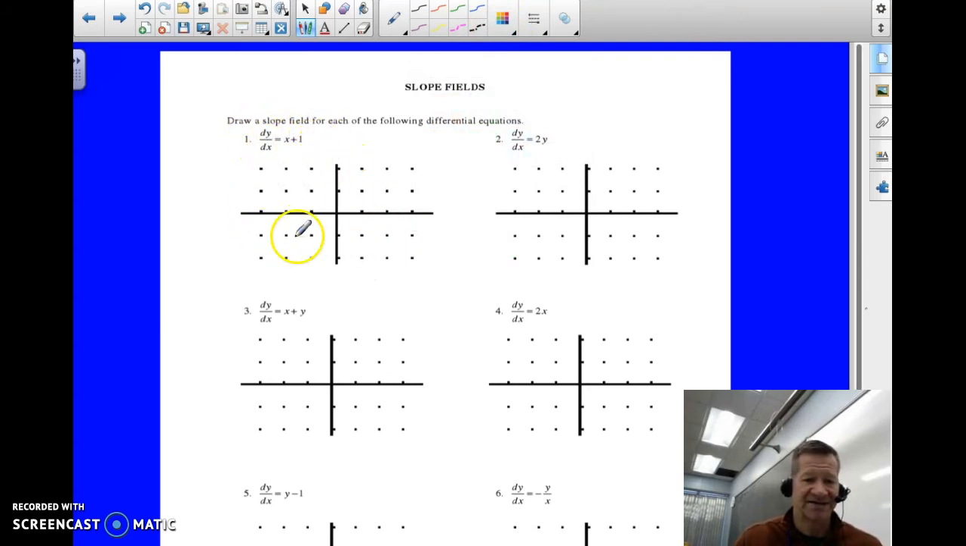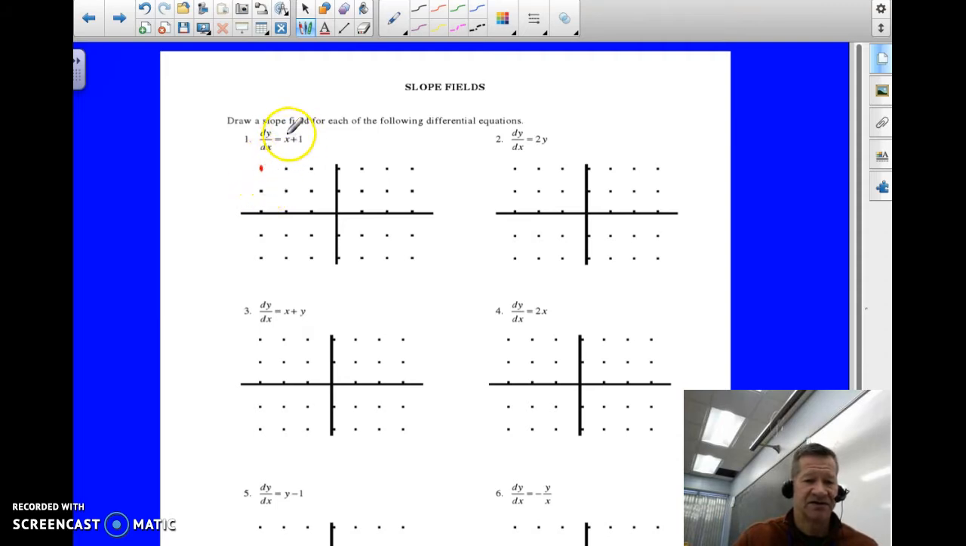Each one of the dots on this grid represents a point. So for example, this point up in the upper left hand corner is 3 to the left and 2 up. That represents the point negative 3, 2. dy/dx we know means slope. I basically want to draw a slope field showing the slope at each point in this region. Now, the way I do that is I take the coordinates of the point. So this point right here has coordinates negative 3, 2.